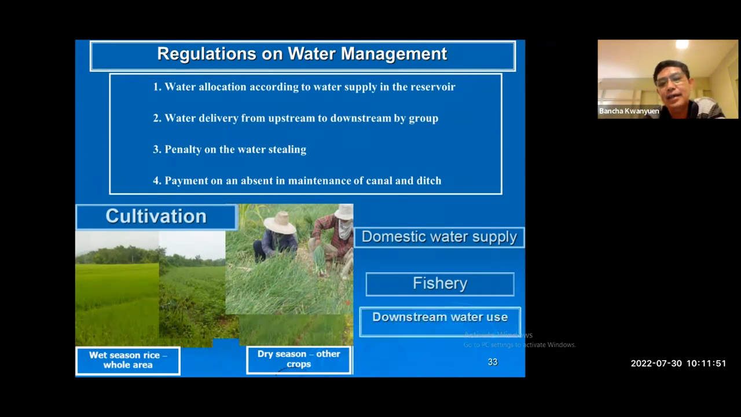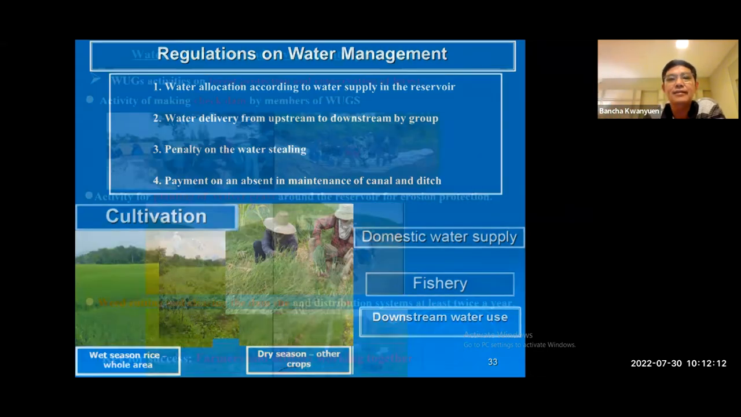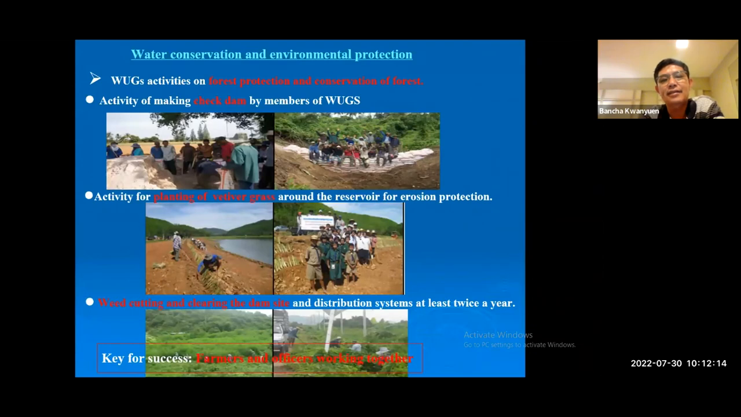Yeah. Of course, apart from the cultivation or irrigation, that maybe can be a wet season and dry season, we have another water use like domestic water supply, fishery, and some other like downstream water use, and for use for the ecosystem, and many other things. Okay. So this is just kind of the conservation and environmental protection.